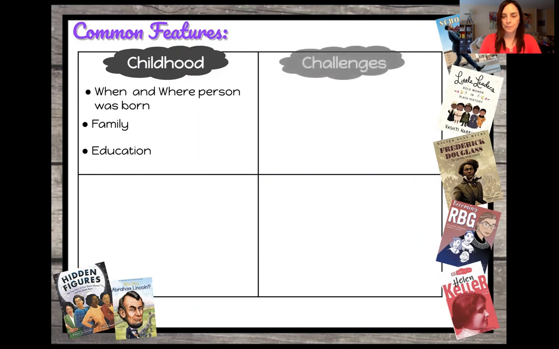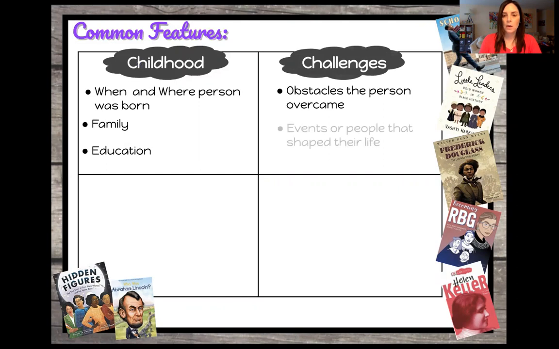The next is that they will tell about the challenges that the person faced. So the obstacles that they overcame, and then also events or other people that help to shape their life.